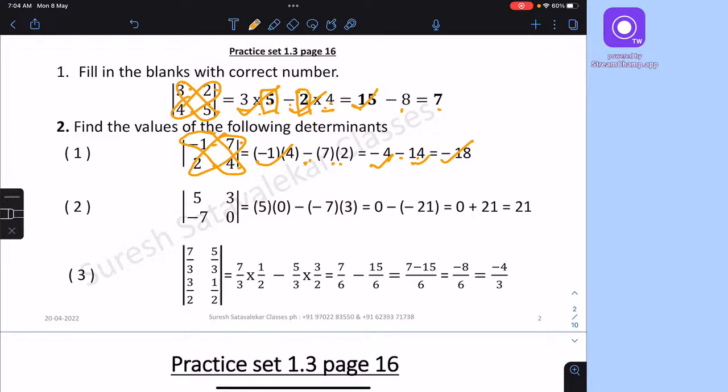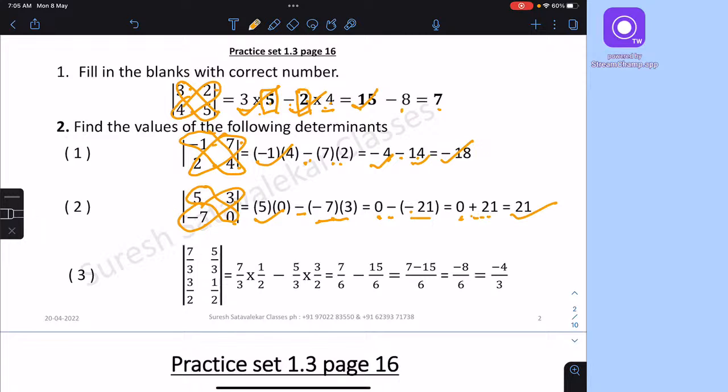Next determinant is the determinant 5, 3, minus 7, 0. So first we have to take the product of 5 and 0, and then from that you have to subtract the product of minus 7 and 3. So 5 into 0 is 0, subtract means minus, and the product of minus 7 and 3 is minus 21. So this is 0 only, and minus minus becomes plus. 0 plus 21 is 21.